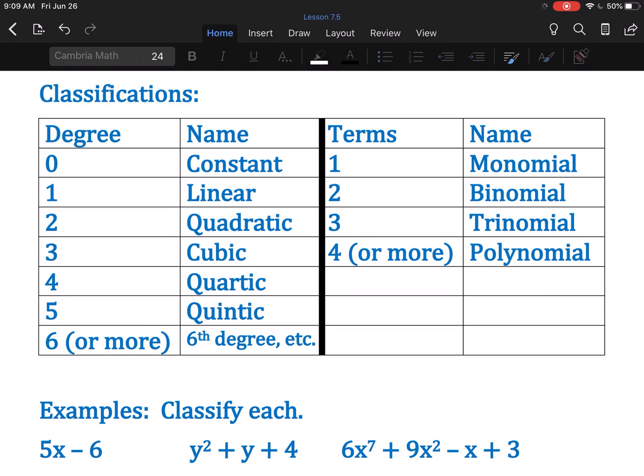As far as the terms go, if there's just a single term, no plus or minus sign, it's a monomial. If there are 2 terms, it's a binomial. If there are 3 terms, it is a trinomial. And if there are 4 or more terms, we just start saying polynomial. We do not use prefixes after tri.